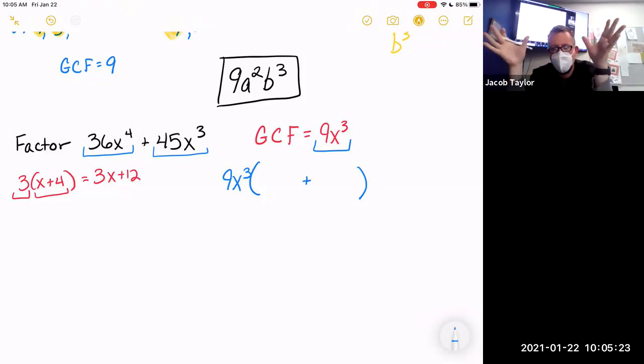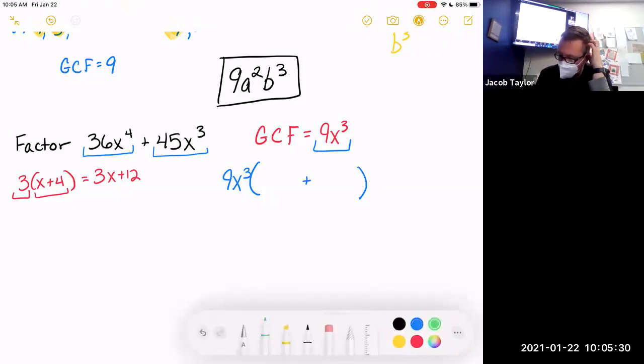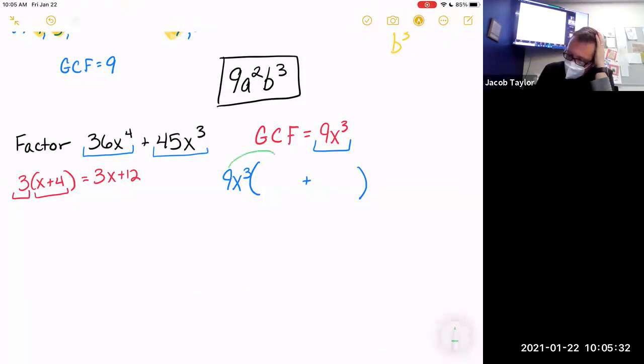Now think about doing this problem using the distributive property. The first thing that I would do in the distributive property is 9x cubed times whatever was here in this spot. 9x cubed times this thing is the first part of the distributive property. And I already know that when I do 9x cubed times something, I should get this 36x to the 4th. So 9x cubed multiplied by what gives me 36x to the 4th?